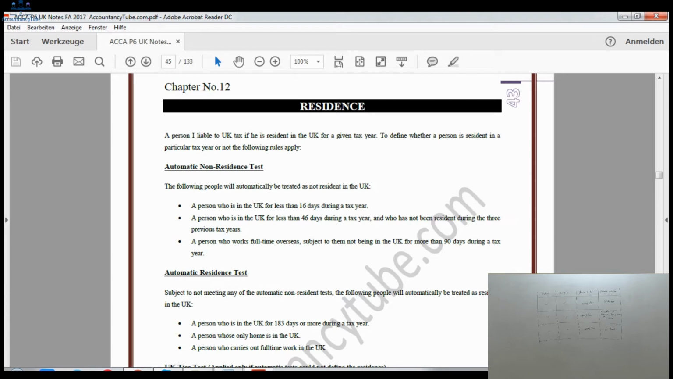Now we will see the tests which apply to the UK residents. Someone who is fulfilling any of these criteria will be considered UK resident and he will be paying UK tax eventually. So what is this criteria?